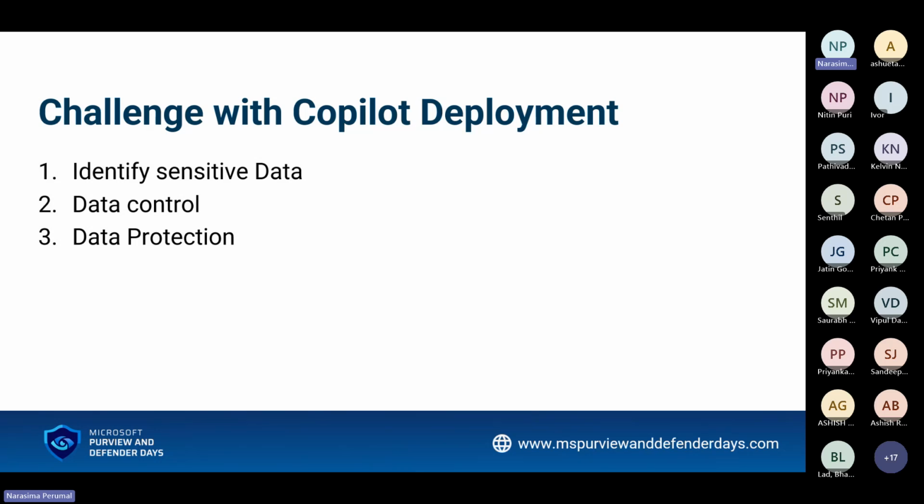Whatever actions are required, we need to do a complete analysis, and also you need to know mainly where the sensitive data is spread all over your organization. And then you need to have entire data control by using various policies. You can have various controls like DLP, insider risk management, or whatever. You have to have data control before deploying Copilot, and data protection should also be in place.